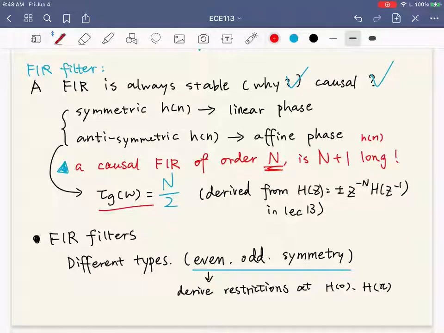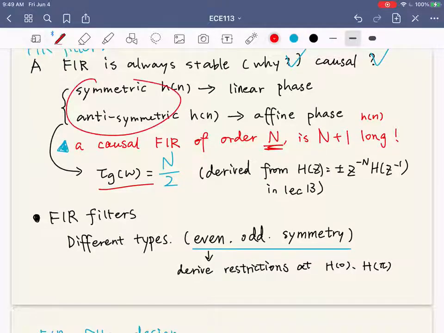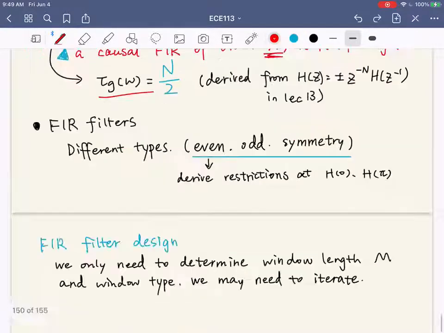It is only applicable for the FIR filter because it is derived from an FIR property. Cool. You can look at details in lecture 13. So for both symmetric and anti-symmetric, we have this conclusion. I will continue.